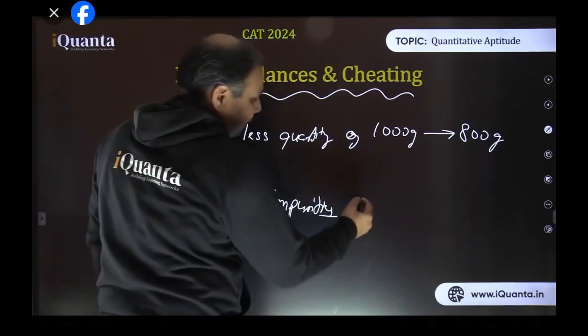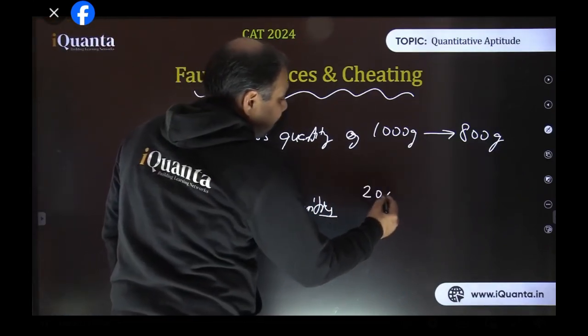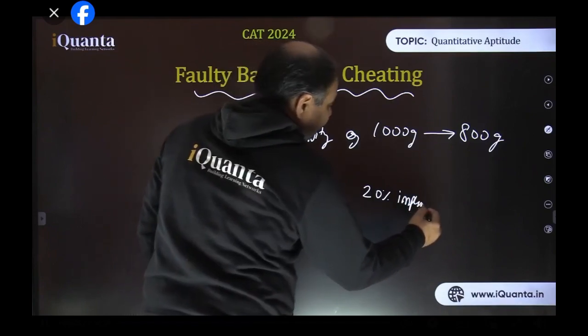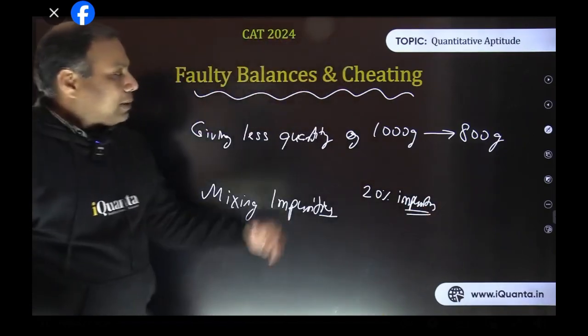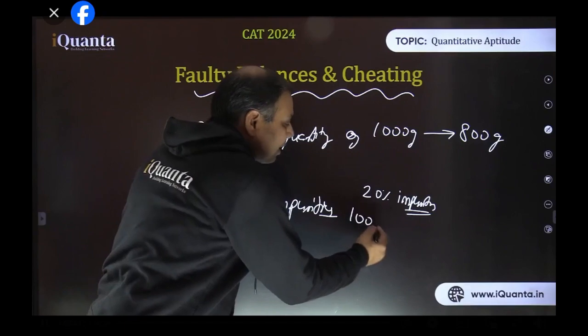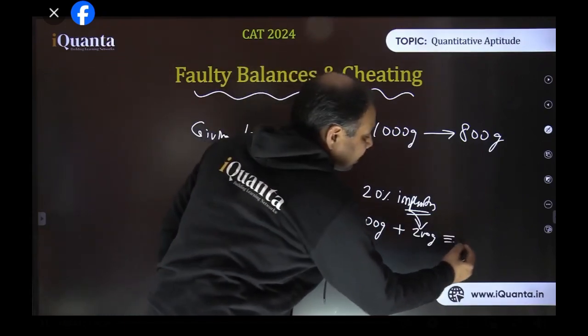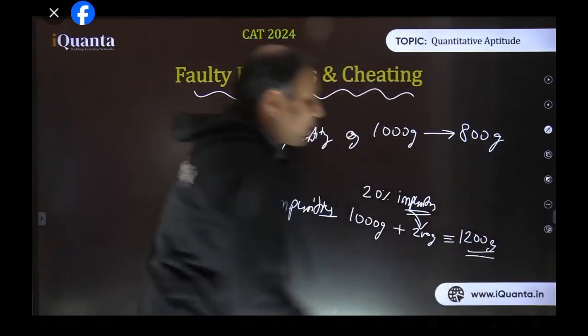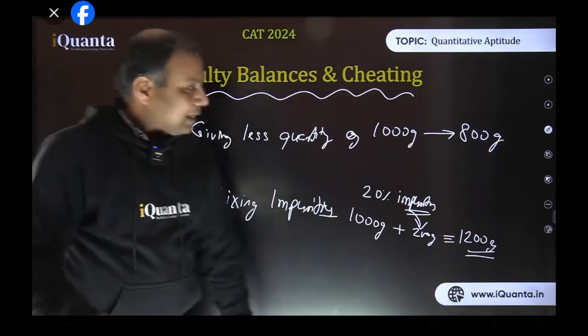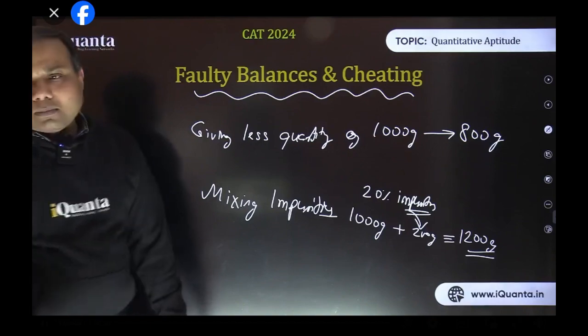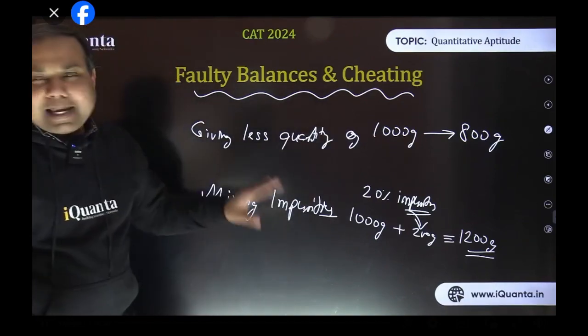So let's say if a trader mixes 20% impurities, है ना, तो कुछ 1000 ग्राम था, उसके अंदर 20% impurities मिक्स कर दिया, तो 200 ग्राम impurity मिक्स कर दिया. So the total quantity now shows as 1200 grams, right? So basically we cannot identify कि क्या हुआ है क्या नहीं हुआ है.